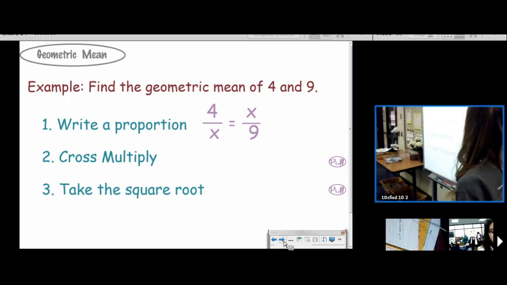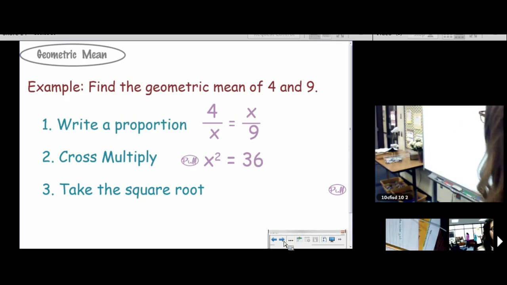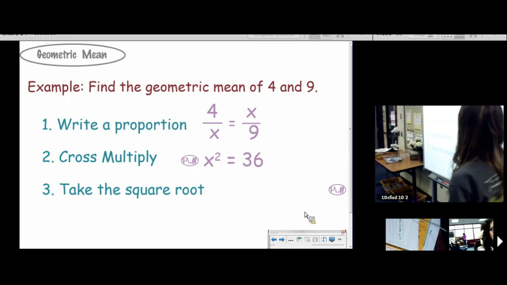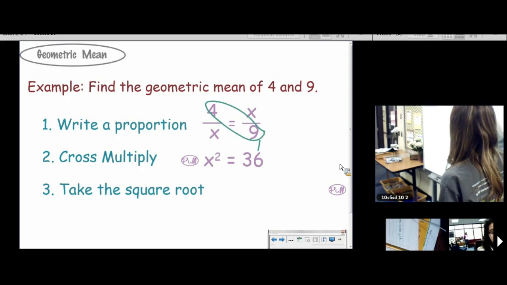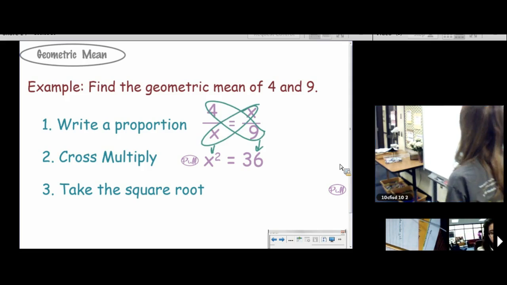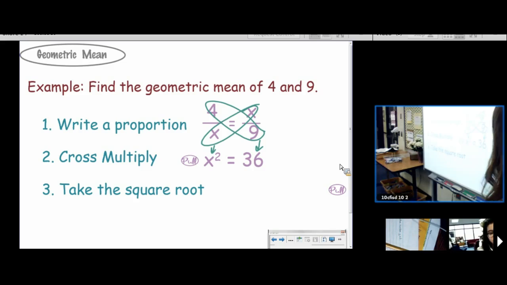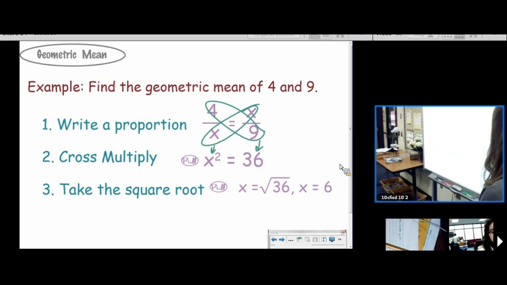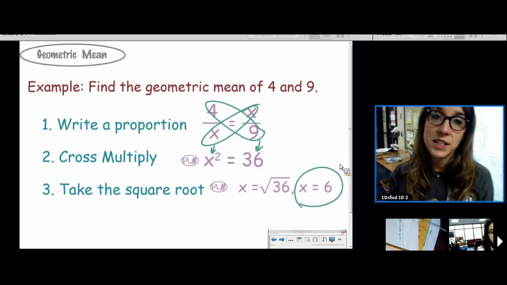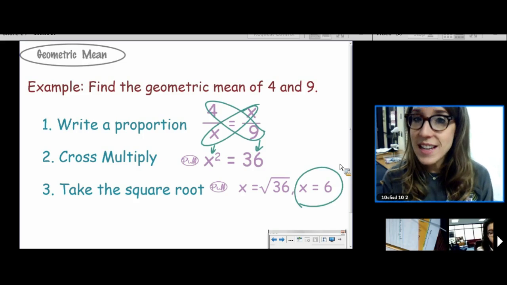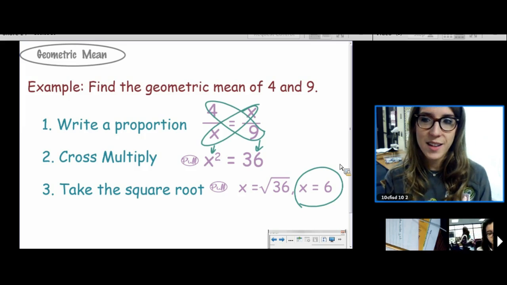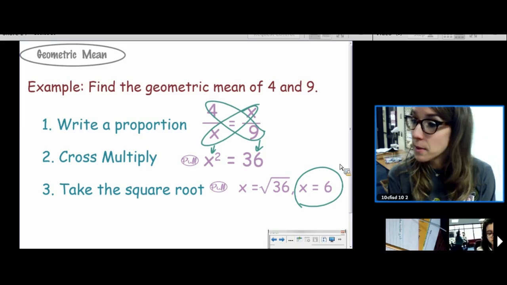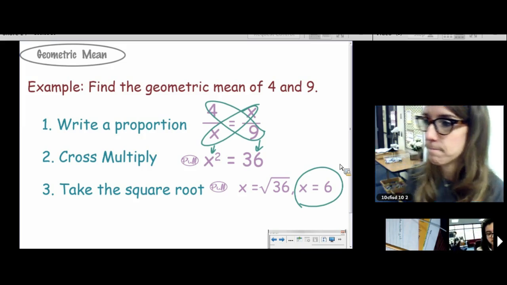We would, of course, then cross multiply. 4 times 9 is 36. X times x is x squared. Then, of course, I made it a pretty number. We would take the square root of both sides. We would technically get plus or minus 6, but by definition, the geometric mean has to be positive because it's triangle side lengths we're talking about here. So anyways, that's why we only keep the 6.